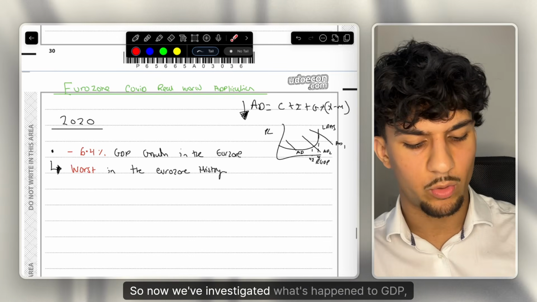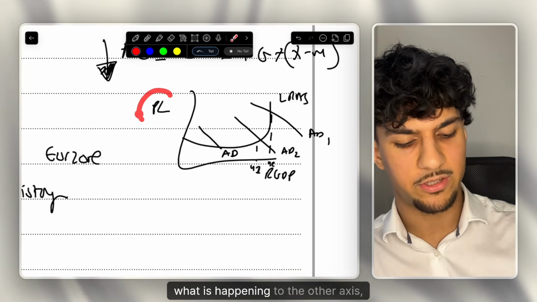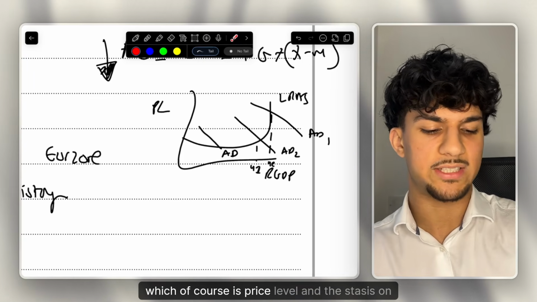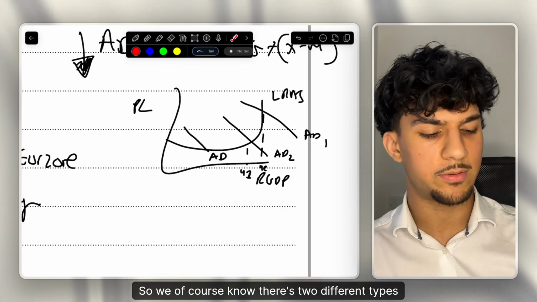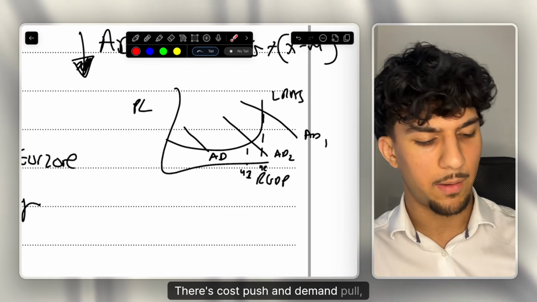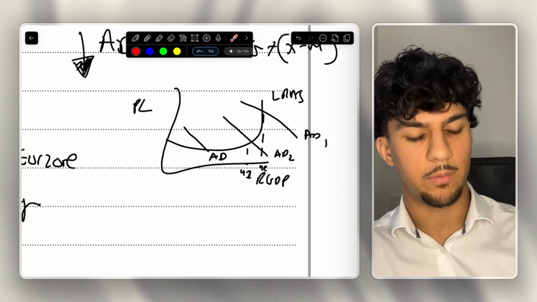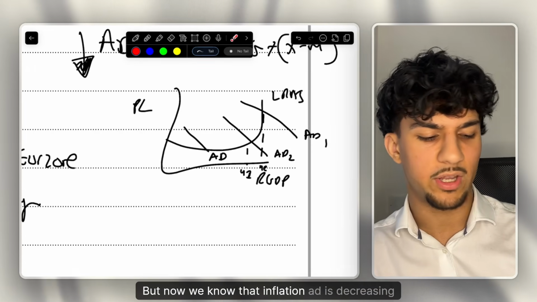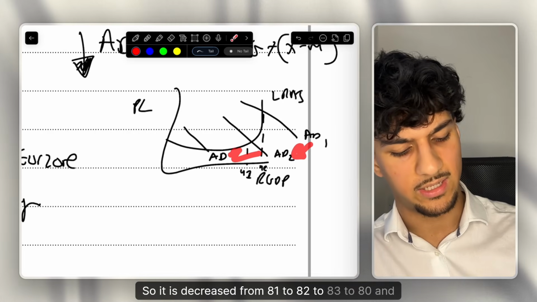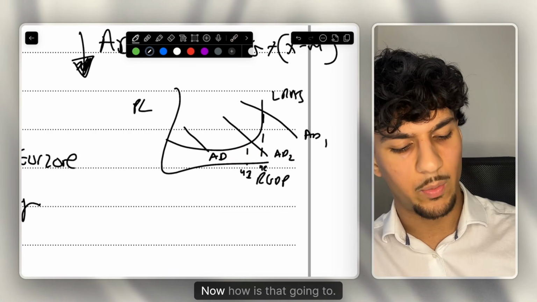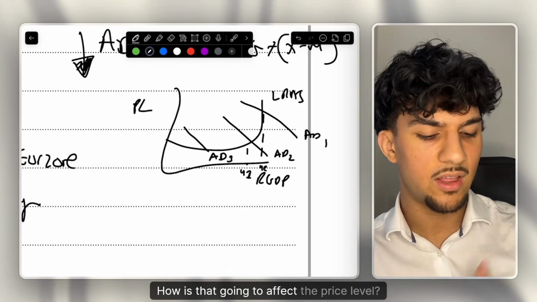So now we've investigated what's happened to GDP, but now in 2020, in COVID, what is happening to the other axis, which of course is price level and the status on inflation. We of course know there's two different types of inflation: cost push and demand pull, which help explain why inflation was so low during COVID times. But now we know that AD is decreasing constantly. So AD decreased from AD1 to AD2 to AD3, and it keeps going. Now, how is that going to affect the price level? On the diagram, it's very simple.